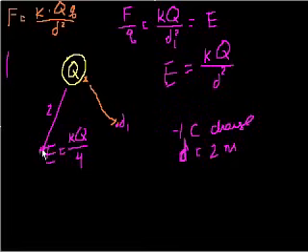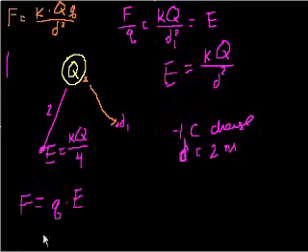All I have to do is say, well, the force is going to be equal to the charge that I place there times the electric field at that point, right? So in this case, we said the electric field at this point is equal to, and then the units for electric field are newtons per coulomb. And that makes sense, right? Because it's force divided by charge, so newtons per coulomb.